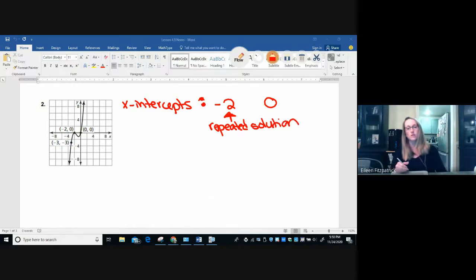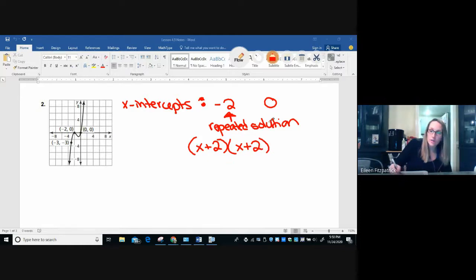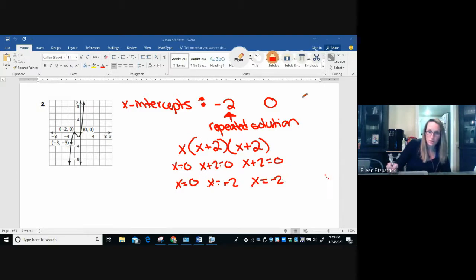Because there are supposed to be 3 solutions, that means in factored form I'm going to have x plus 2 and x plus 2 twice. And then just a GCF of an x, that's how I got that 0, right? If I set each of these equal to 0, I'm going to erase all this in a second, but just to show you, I have x is equal to 0 as one solution, x is equal to -2, and x is equal to -2, my repeated solution, right?